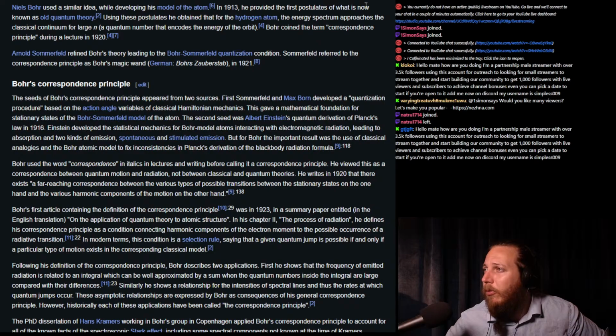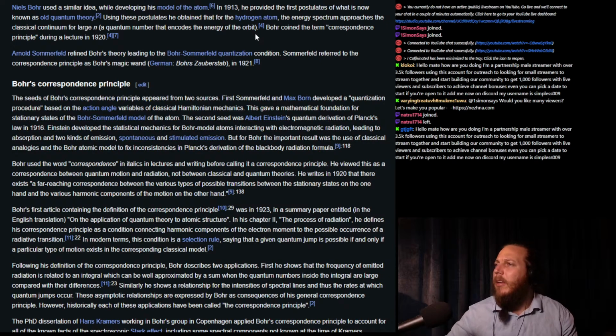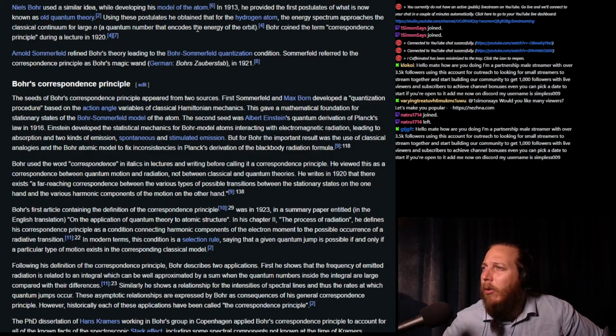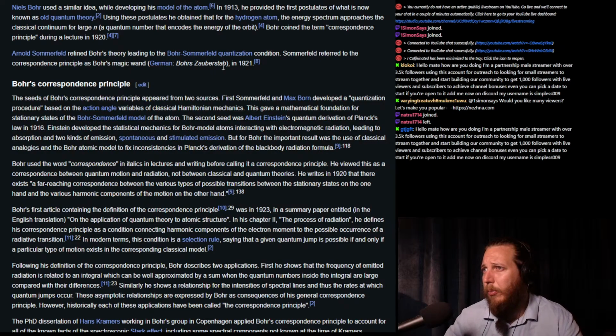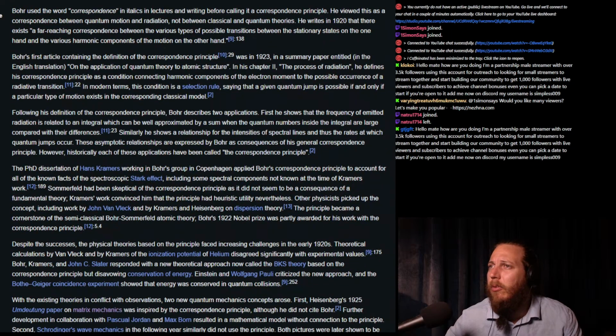He provided the first postulates of what is now known as old quantum theory. Using these postulates, he obtained that for the hydrogen atom, the energy spectrum approaches the classical continuum for large n, a quantum number that encodes the energy of the orbit. Bohr coined the term correspondence principle during a lecture in 1920. Arnold Sommerfeld refined Bohr's theory, leading to the Bohr-Sommerfeld quantization condition. Sommerfeld referred to the correspondence principle as Bohr's magic wand. In 1921, two sources appeared: Rose and Word.